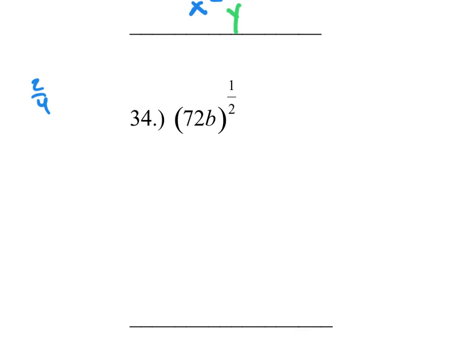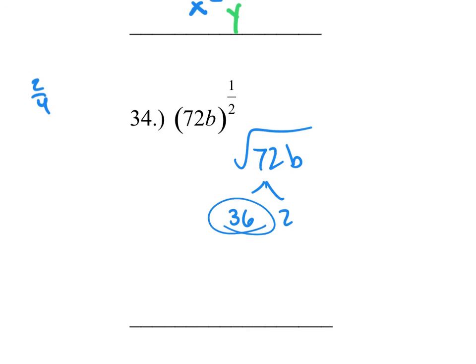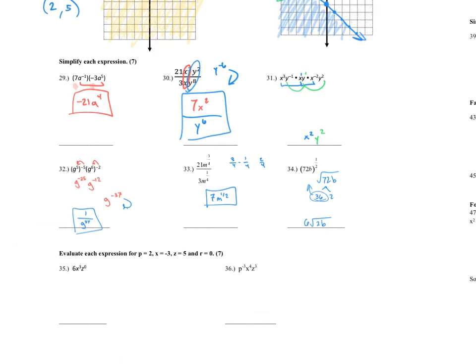This one's reminding us that anything to the 1/2 power is actually just a square root. So this is all to the square root. So we'll need to simplify the 72, which would be 36 times 2, where 36 is a perfect square, 6. So this will be 6 square root of 2 and b left over.